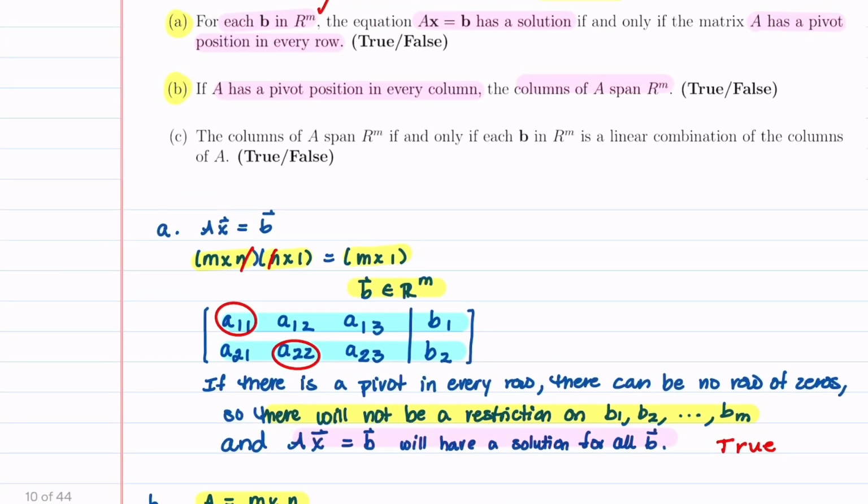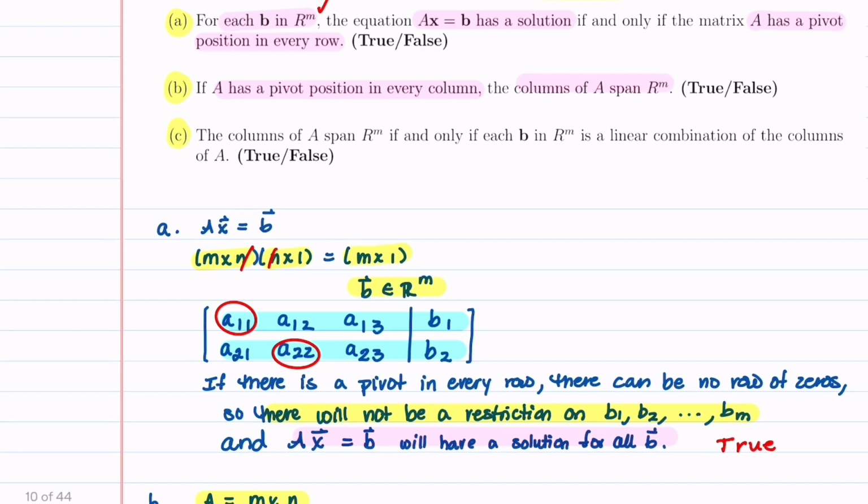Now let's look at our last one. So this is part C, and it says the columns of A span Rm if and only if each b in Rm is a linear combination of the columns of A. Okay, so we have to focus on b being a linear combination of the columns of A.